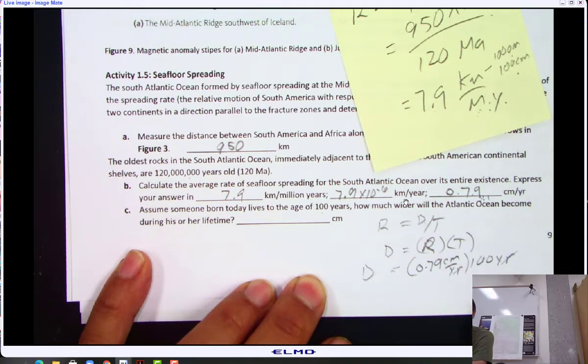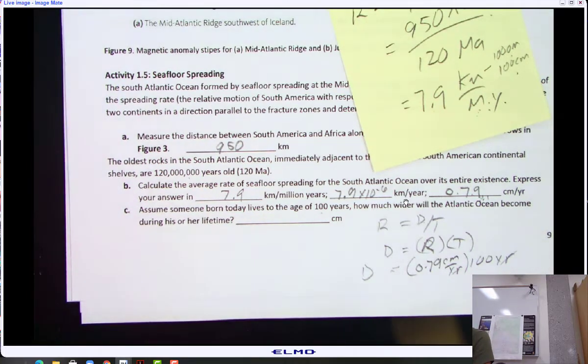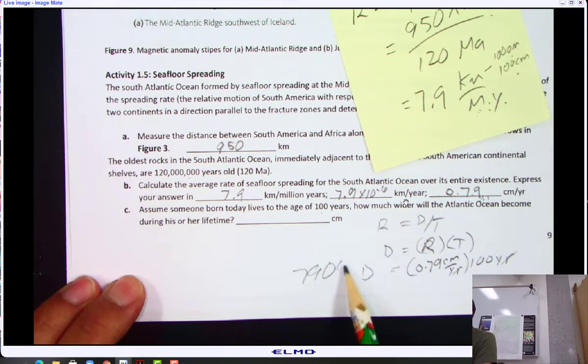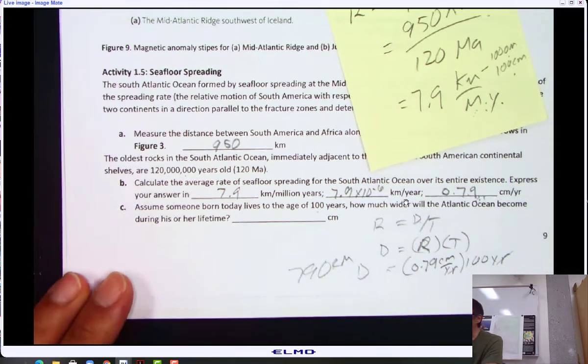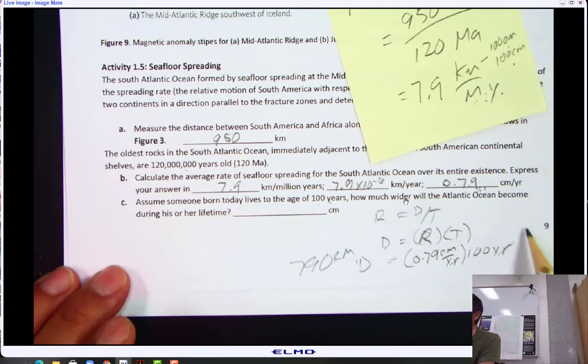So basically, you take 0.79. Yeah, so let's just do that. It's going to move 790 centimeters. That's almost a meter. Also, that's almost 3 feet. So if someone lives to 100 years old, the Atlantic will get wider by almost 3 feet, right? So that's what it's telling us there. So anyways, you can check my math on that.